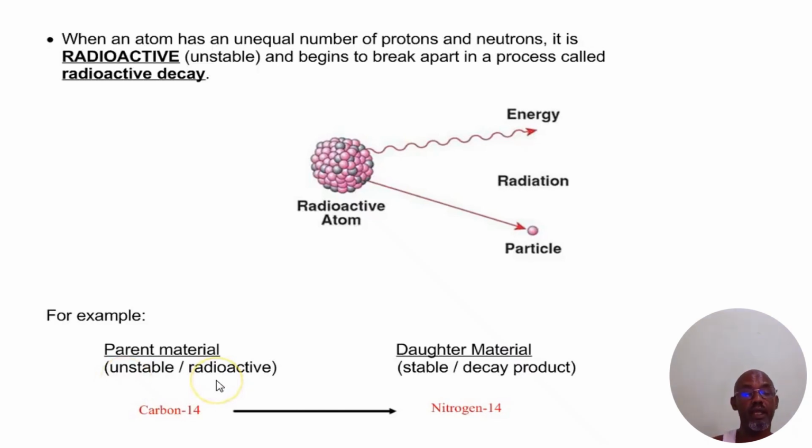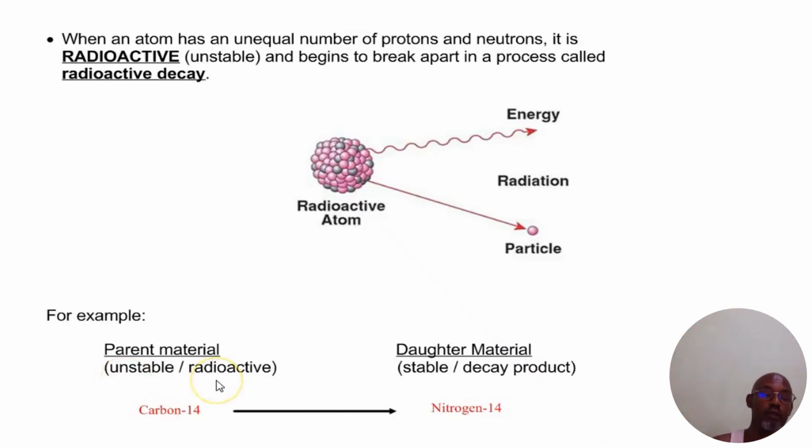Therefore, the parent material, the unstable radioactive material, for example, carbon 14, is radioactive. We do have three isotopes of carbon: carbon 12, carbon 13, and carbon 14. Carbon 14 is the only radioactive type. Carbon 14 is unstable, and undergoes radioactive decay in order to change into nitrogen 14, a more stable form. Therefore, nitrogen 14 is the daughter element for carbon 14.